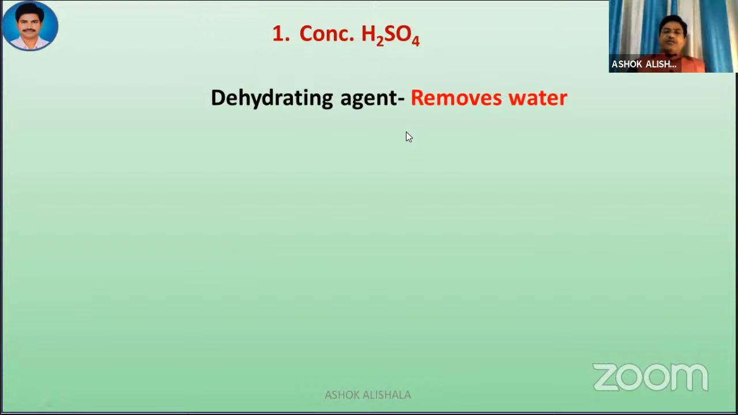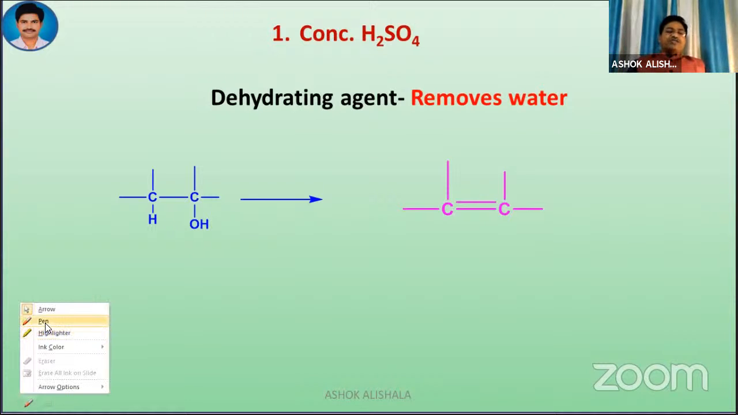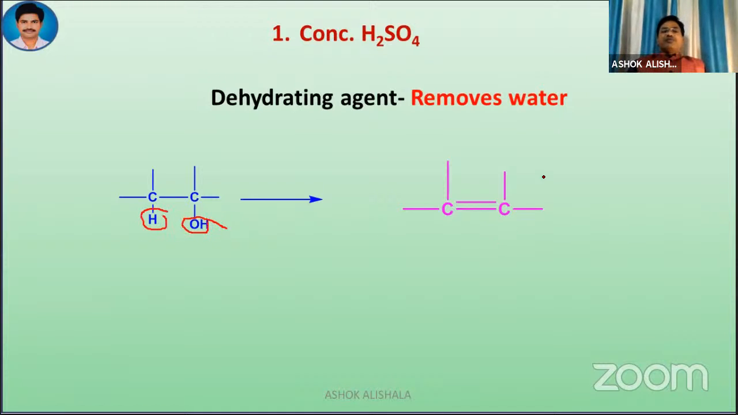Let us see, this is going to be the dehydrating agent. This removes the water. See what is this? The OH and H, when present on adjacent carbons, what happens? This OH from one carbon, and the H from the adjacent carbon are removed, and an alkene is produced.